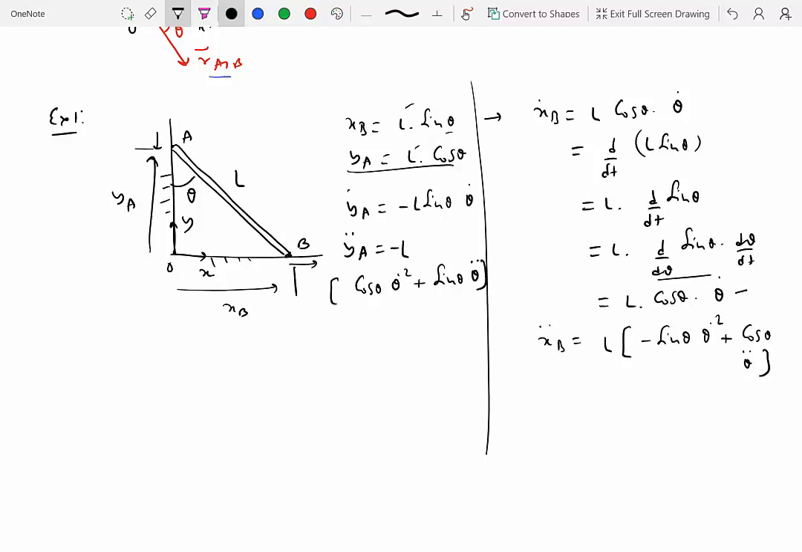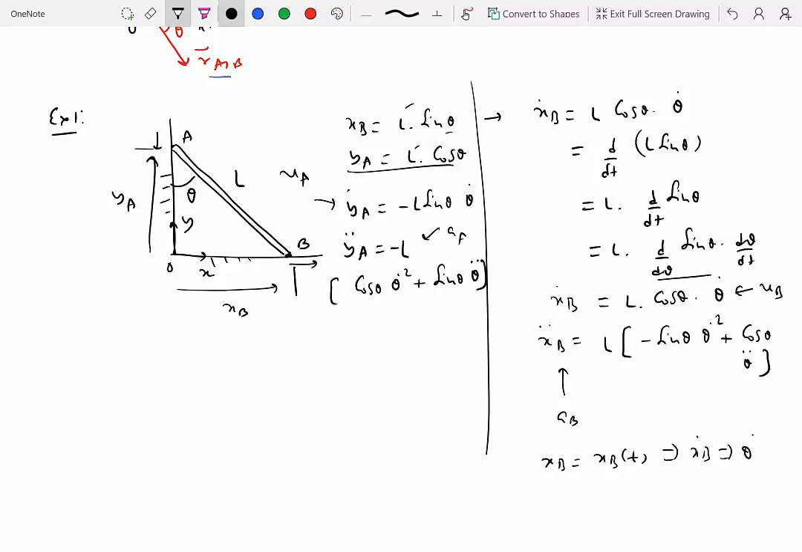So what is this expression? This is nothing but velocity of B, and this is nothing but acceleration of B. This is acceleration of A, and that's velocity of A. Okay, so of course, to determine all of these quantities, you have to know some of the things. So let's say we know xb as a function of time. If we know xb as a function of time, then we know x dot b, and from that we can compute theta dot, right, from over here.